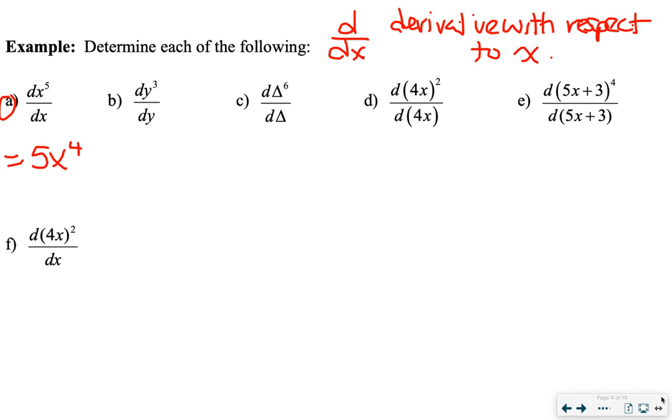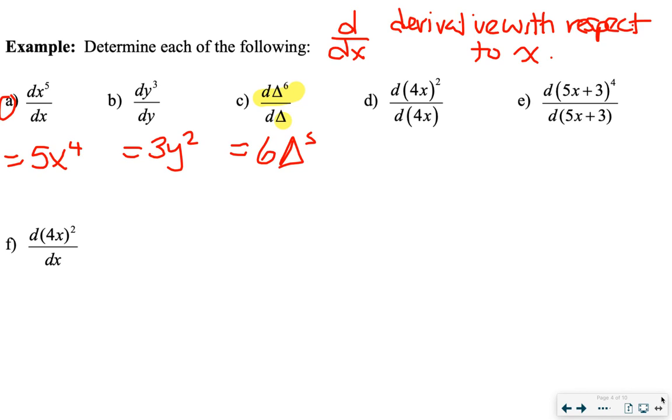Okay, derivative of y cubed with respect to y. Right, so all of our derivatives we've been using x, y has been the function. Well, in this case, just take the derivative of the expression y cubed with respect to y. So I'm still just using that power rule, which would give me 3y squared. Okay, so derivative of 2x over x6 with respect to delta. Okay, so again, same idea. It's telling me the function I'm taking the derivative of and with respect to what variable. So using my power rule, 6 delta to the exponent 5.